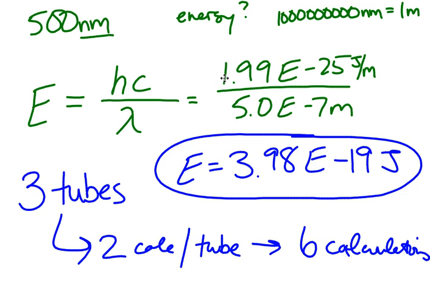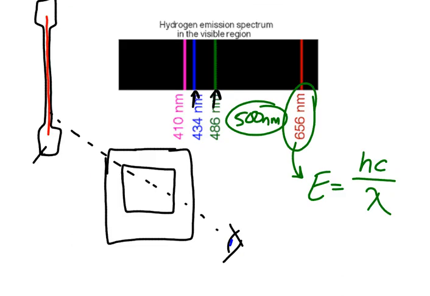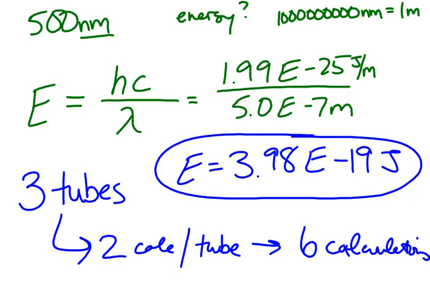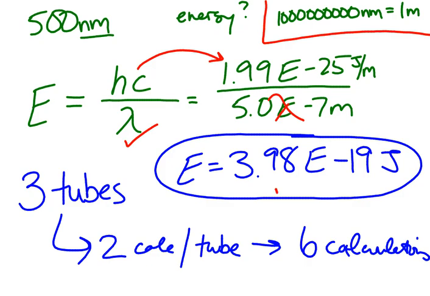Okay, so you'll look at the emission spectrum, draw it out, pick any 2 lines, determine what the wavelength is in nanometers, and then convert that nanometer into meters and plug it in here. Use the hc constant, which is 1.99 e to the negative 25th joules per meter. Put that over the wavelength in meters, and you'll be left with energy in joules.